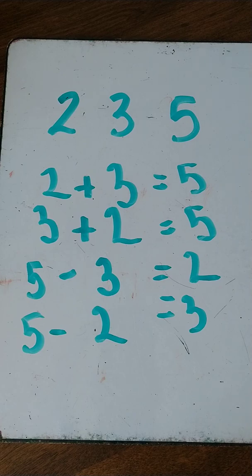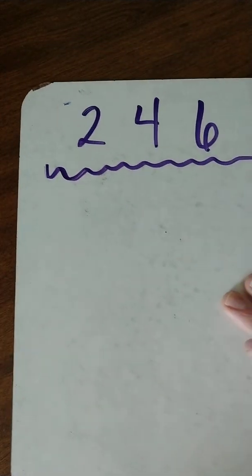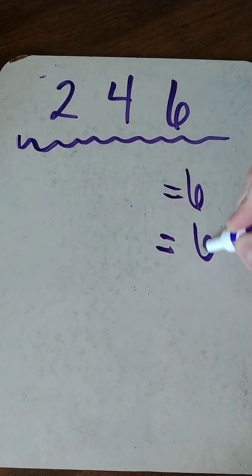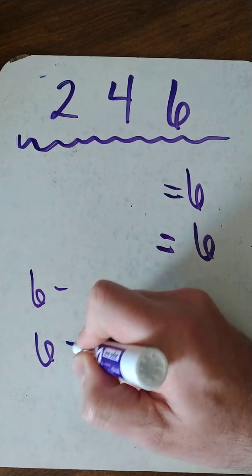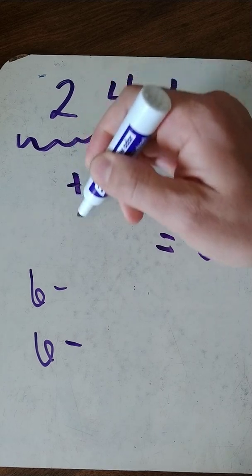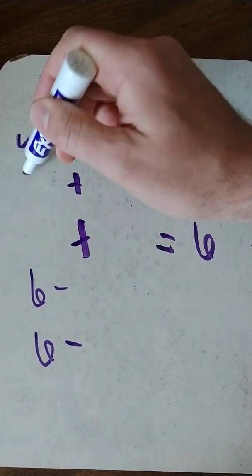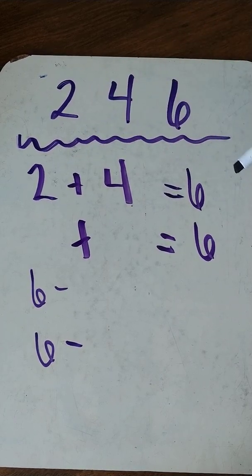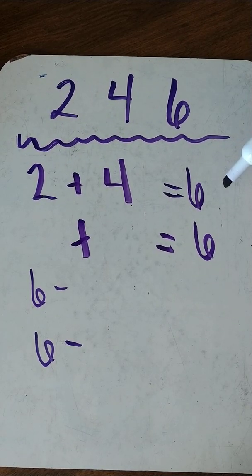So let's do the fact family for 2, 4, and 6. We know that the biggest number is 6. So the first thing we can do is write the 6 first for subtraction. Let's put a plus sign here so we don't forget. When we add two numbers, 2 plus 4 equals 6, 6 is the biggest number, and when we add, it comes last.